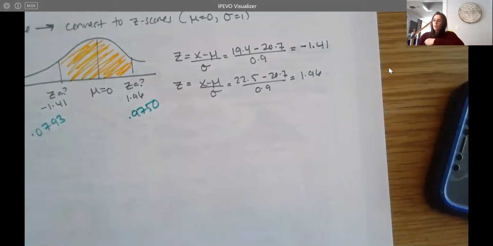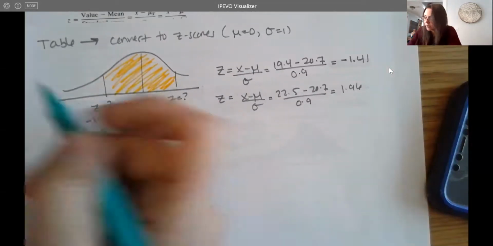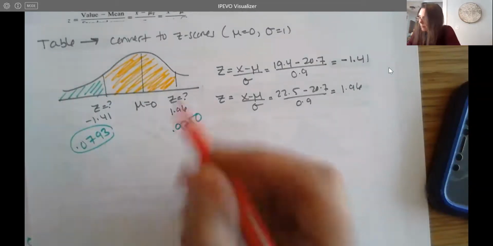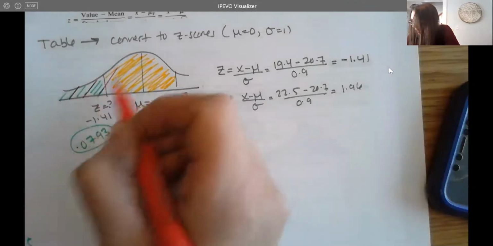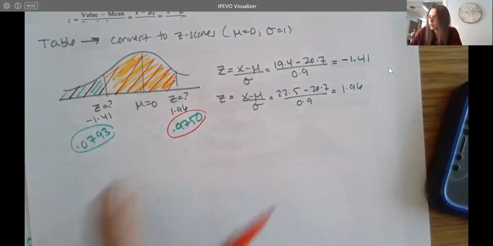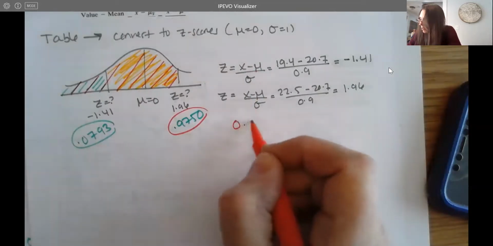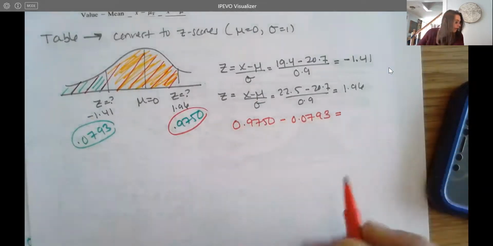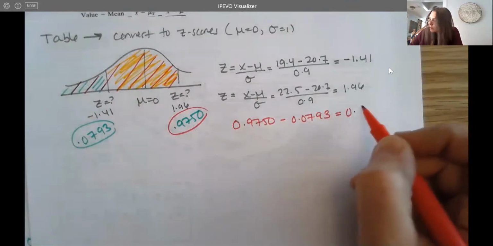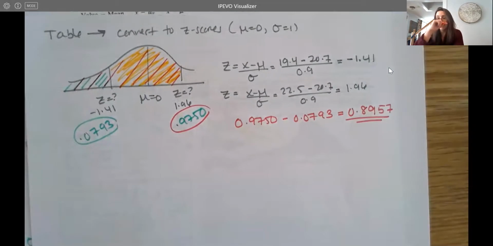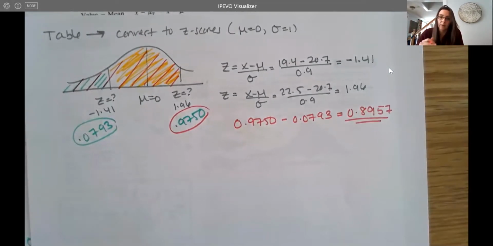Okay, so we just want to be careful when we use the table, the area is always to the left. So this value here actually relates to this area, and this value actually relates to this whole area here. To find this middle area, I actually have to subtract these two. I take this one here and then subtract out the green part, and that'll give me the part in between. So I take that 0.9750 minus 0.0793, and what I get is 0.8957 for my probability. So that's going to be my answer if I'm using a table instead of using technology.